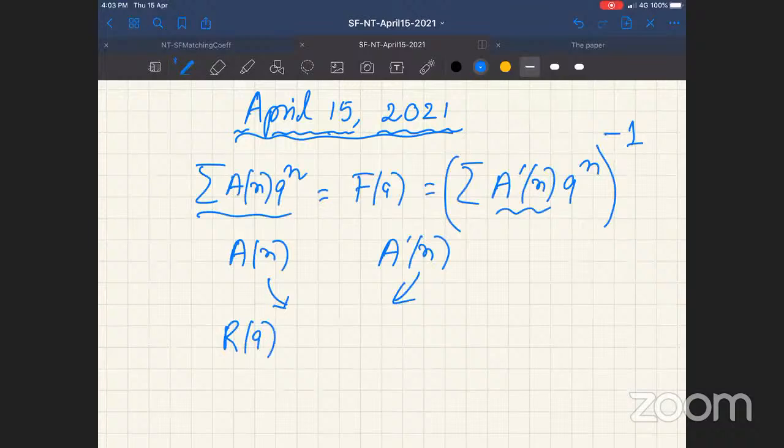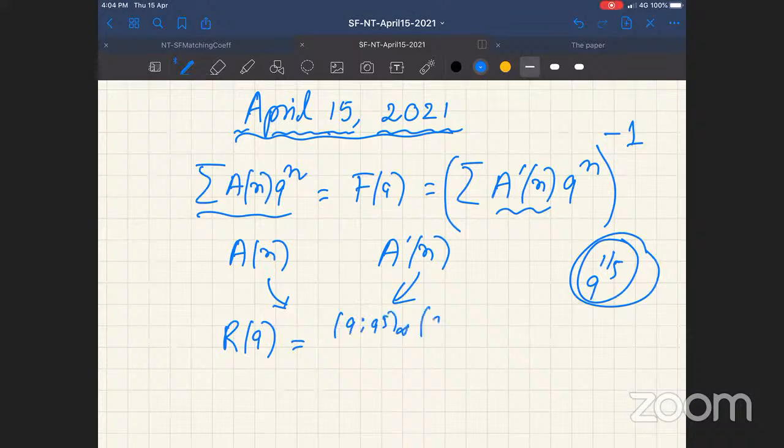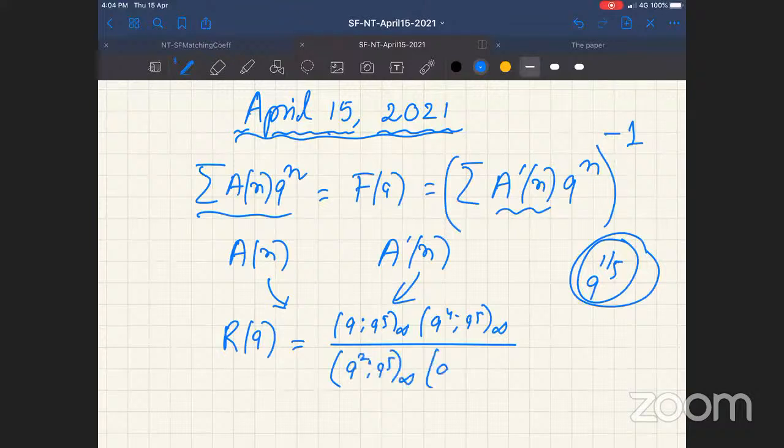For example, in the abstract, you can see that if we consider R(q) to denote the Rogers-Ramanujan continued fraction, where we do not consider q^(1/5), we only consider the Q product representation of R(q) in the form (q, q^4; q^5) infinity over (q^2, q^3; q^5) infinity.